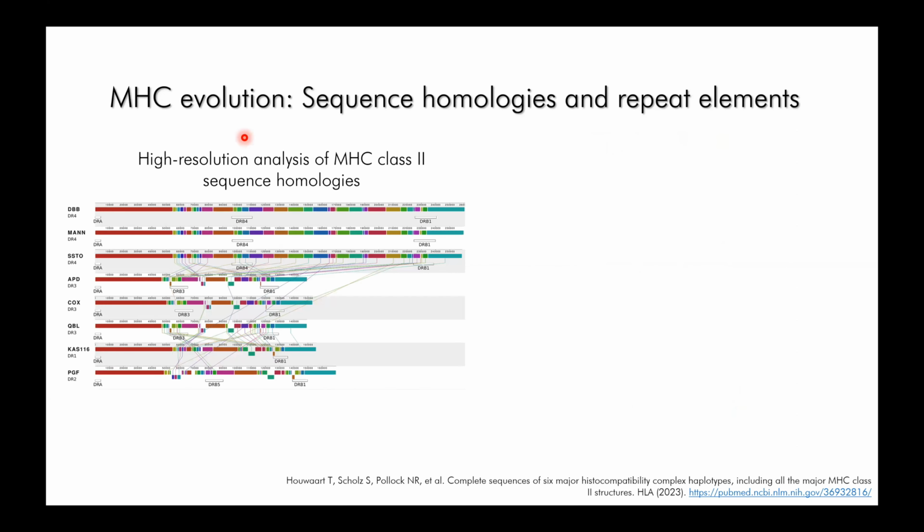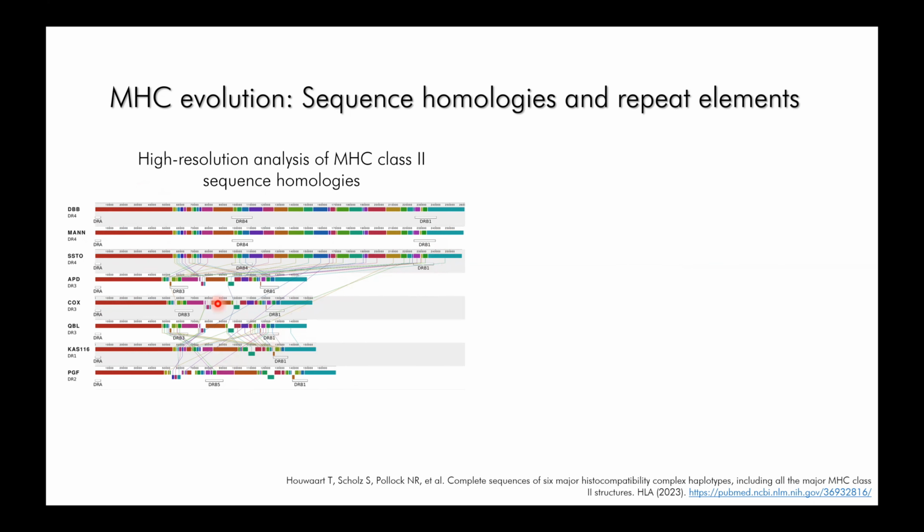For example, based on these fully resolved sequences, you can now really carry out a high-resolution analysis of MHC class 2 sequence homologies. What you see here is a visualization of the class 2 regions of the haplotypes that we analyzed. And basically, these different colored blocks here indicate regions of homology. So you see that you start with a region of homology here on the left-hand side towards the DRA gene. Towards the right-hand side, you also have homologous sequences with the DRB1 gene that's also universally present.